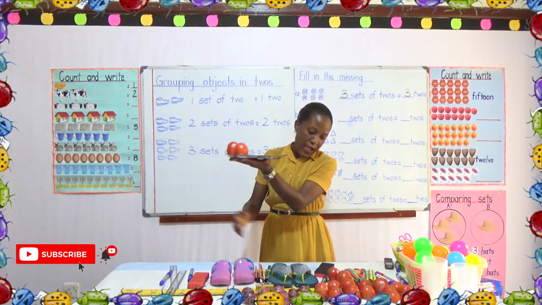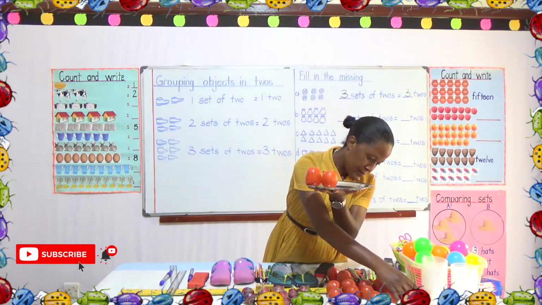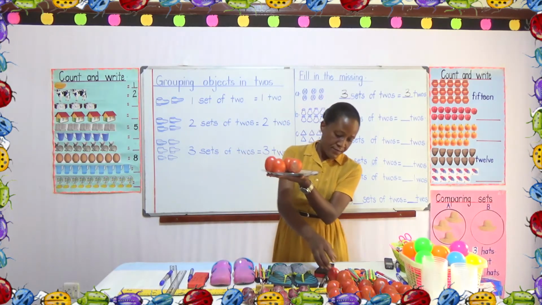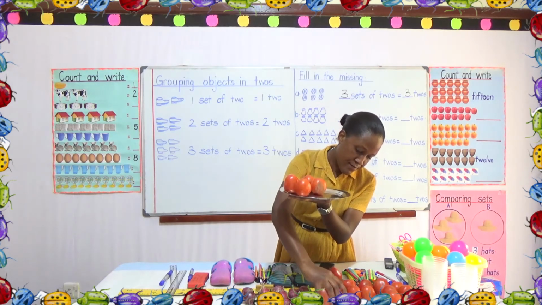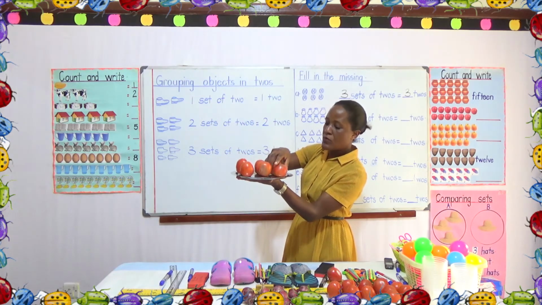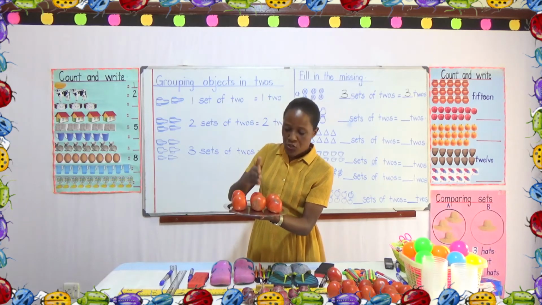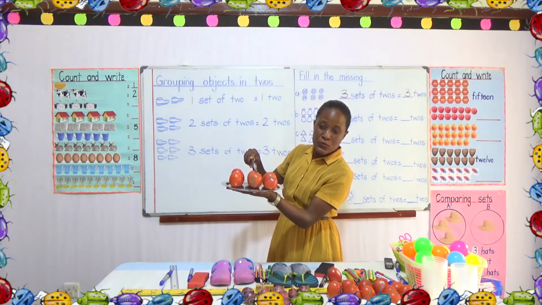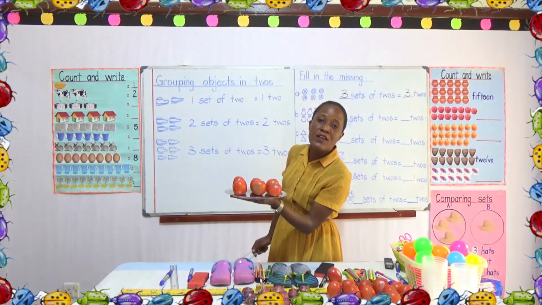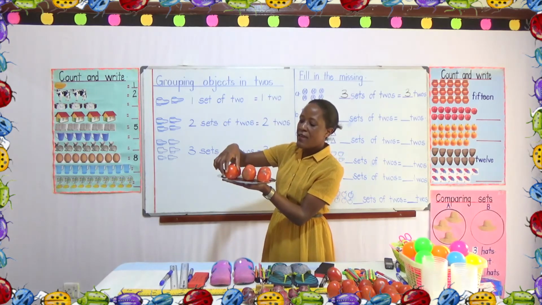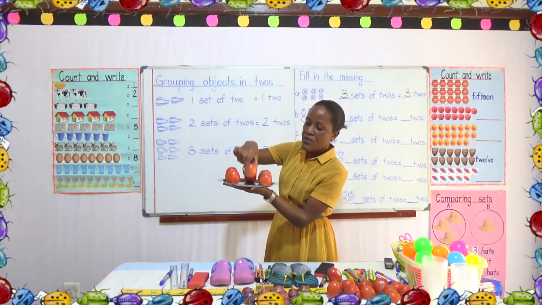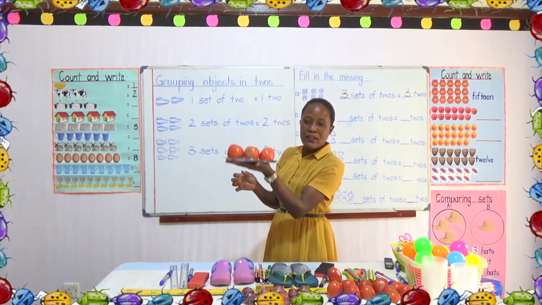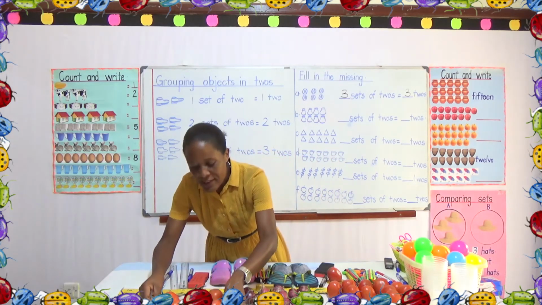Okay. I get another one. That is another 2. I put it there. And then another 2. So we have 1, 2, 3 twos. 3 twos. But how many tomatoes are they? They are 1, 2, 3, 4, 5, and 6. They are 6 tomatoes. So 3 twos have given us 6 tomatoes.